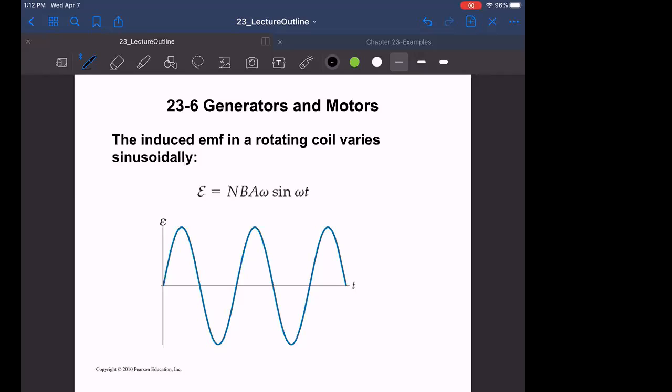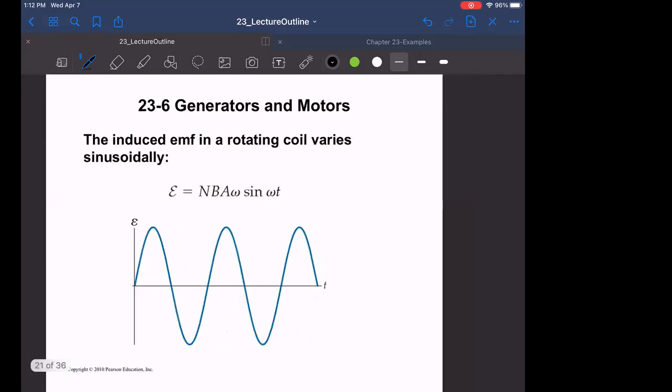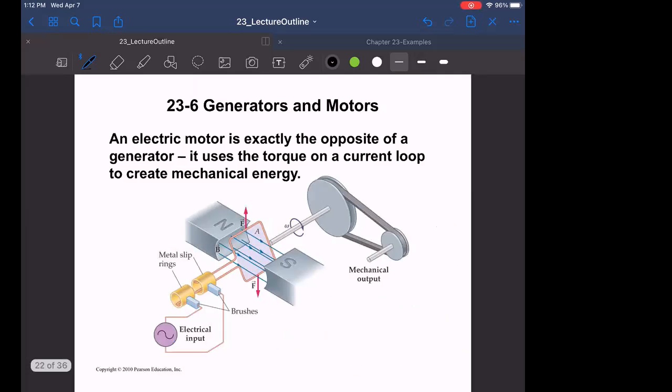Well, for you math people, you then have to integrate that, or take the derivative of it, whatever, and you get that. So anyway, NBA omega sine omega t. Omega would be the angular frequency, or the angular velocity, of how fast it's spinning. Spin it faster, you're going to get a greater amplitude.